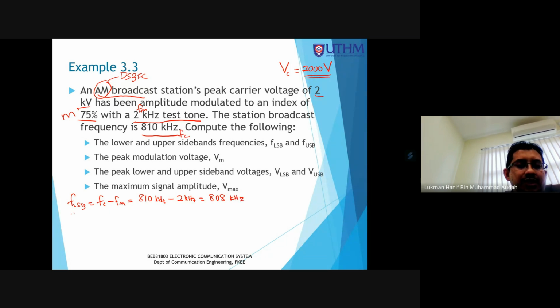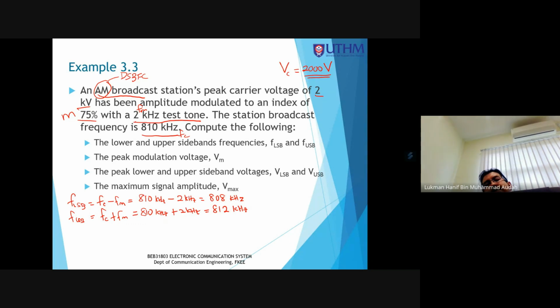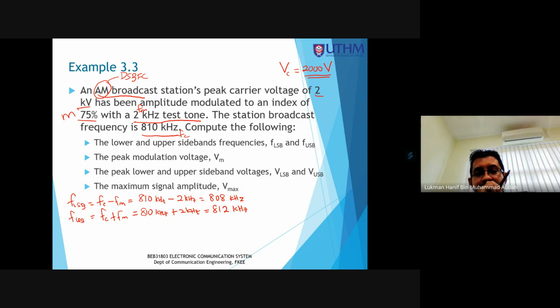FUSB is equal to FC plus FM. Then this is 810 kilohertz plus 2 kilohertz. So you get 812 kilohertz. It's easy, right? So this is simple.